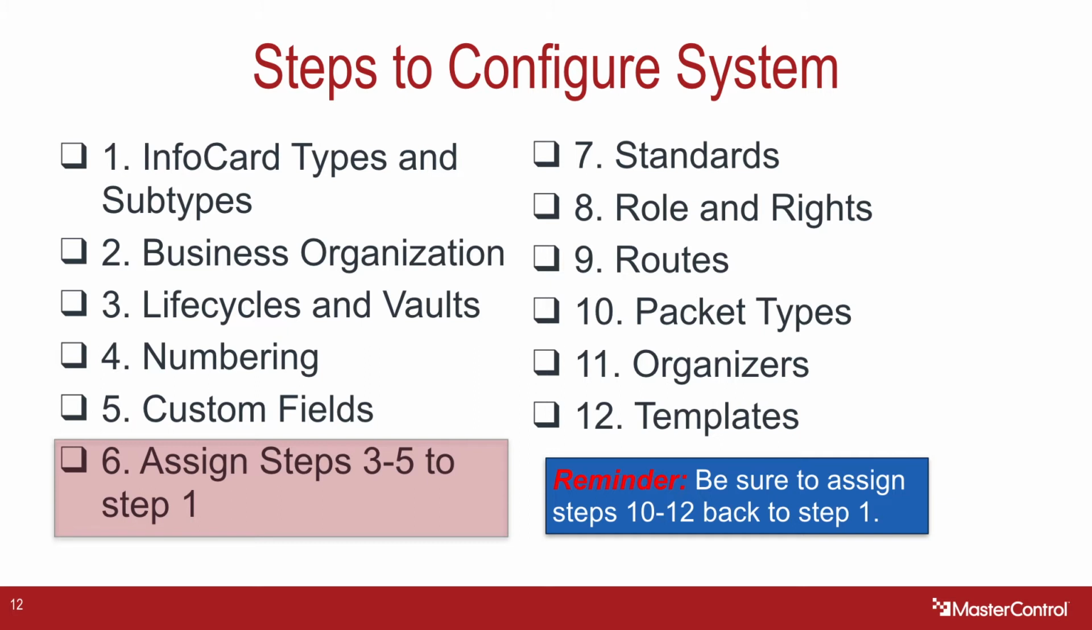And so now, as I go through and I create the lifecycle and vault, it is matching to what your subtype is that you're going to be using. Your numbering, your custom fields, and then going back and assigning the things that you do at certain points back to that type and subtype will ensure that those do get assigned rather than forgotten about. Okay.